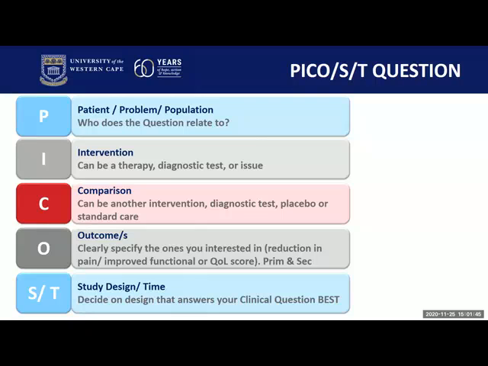As somebody asked in the chat earlier, is it the setting? No, it's the study design. S stands for study design, and T stands for time. You can decide on the study design that best answers your clinical question. For example, if it's a study based on effectiveness of an intervention, a randomized controlled trial would be the best design. And time, of course, could be a period of time. You're going to compare these two interventions over this period of time. So that's where time comes in.